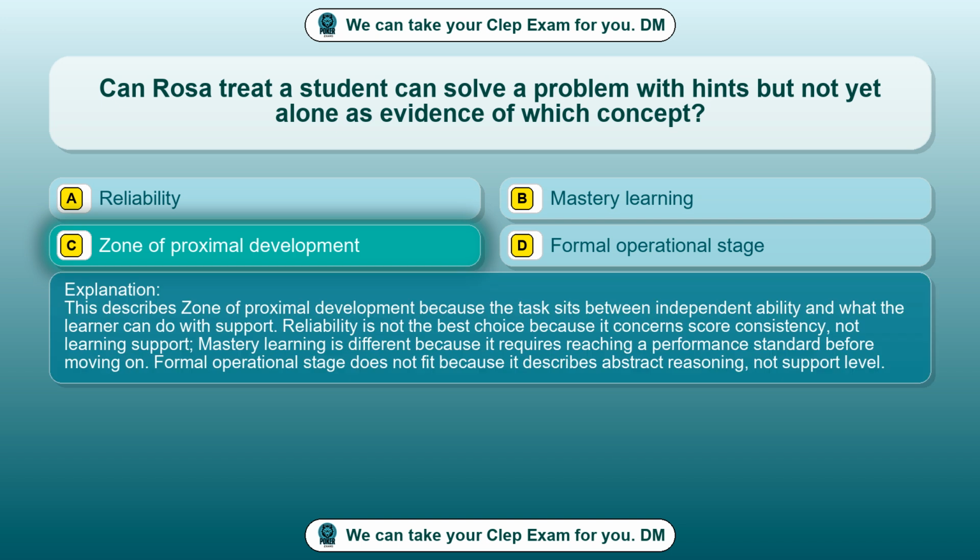This describes zone of proximal development because the task sits between independent ability and what the learner can do with support. Reliability is not the best choice because it concerns score consistency, not learning support. Mastery learning is different because it requires reaching a performance standard before moving on. Formal operational stage does not fit because it describes abstract reasoning, not support level.